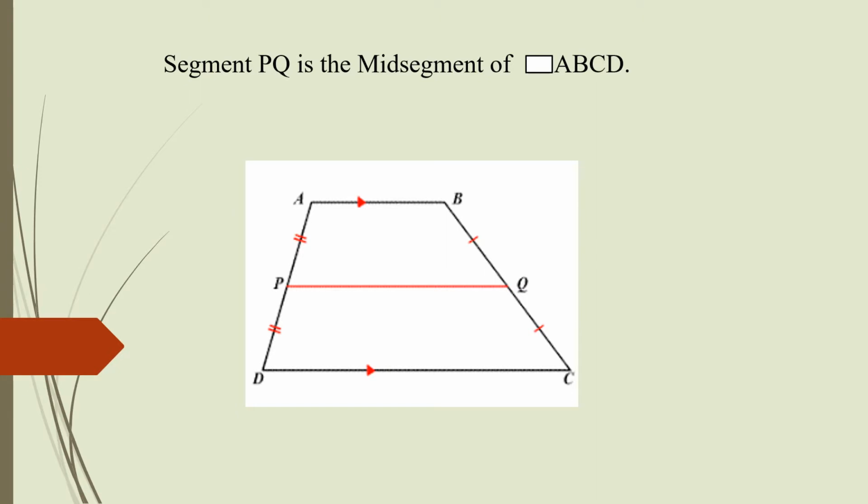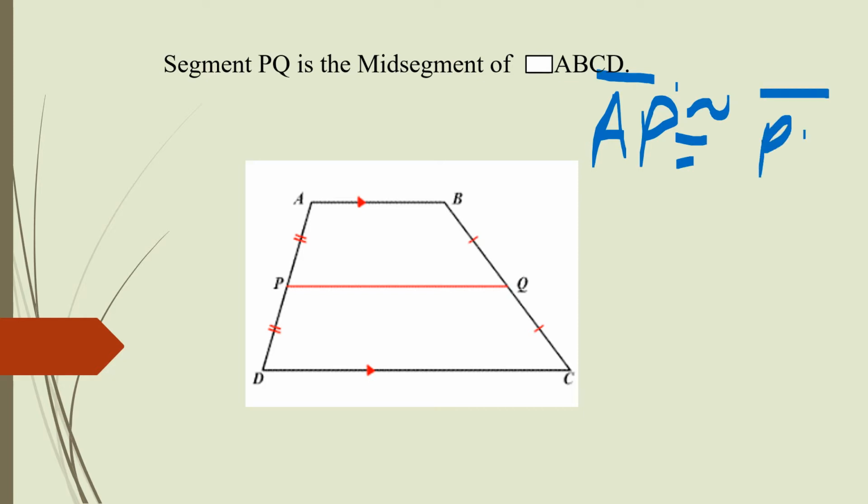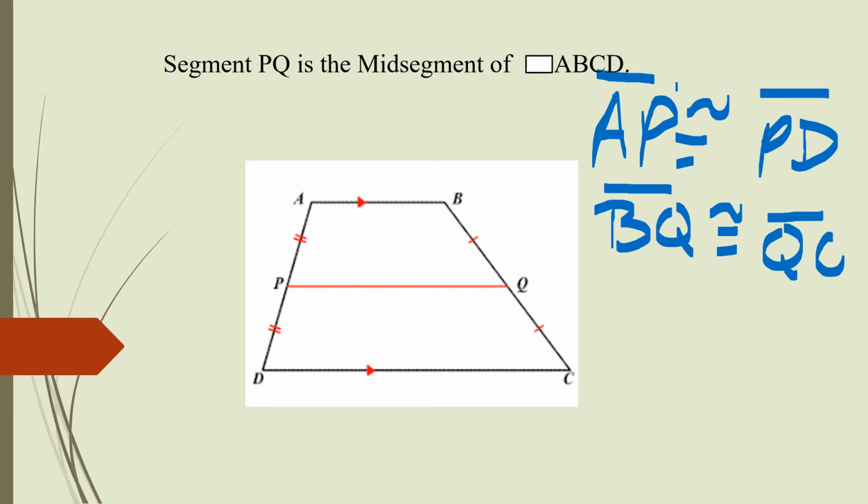So here we have trapezoid ABCD with mid-segment PQ. Segment PQ is the mid-segment because segment AP is congruent to segment PD, and segment BQ is congruent to segment QC, which means that point P and point Q are the midpoints of those two segments. Therefore, segment PQ is the mid-segment of that trapezoid.